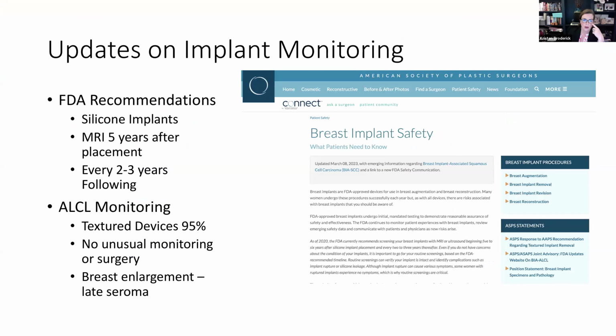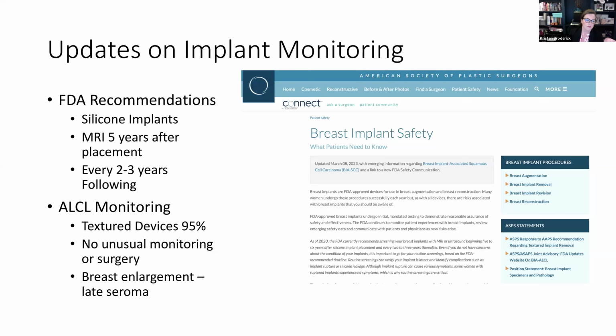I wanted to give a little shout out on implant monitoring. The FDA revised a lot of their recommendations back in 2020, and we have some updated information on that. But for now, all silicone implants should be imaged, if you get them for augmentation or for reconstruction, with an MRI at 5 years, just to make sure that the shell of the implant is okay, and then every 2 to 3 years following that.